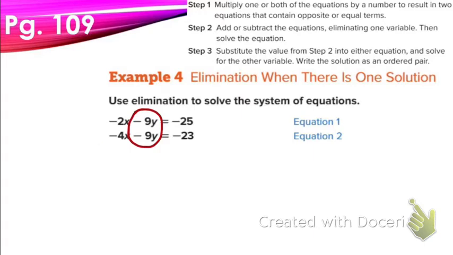If I multiply by negative 1, that'll give me a positive 4x instead of a negative 4x. If I multiply by negative 1 here, I'm going to get a positive 9y instead of a negative 9y. Multiply by negative 1. If I do it to one piece of my equation, I have to do it to all the pieces of that equation.